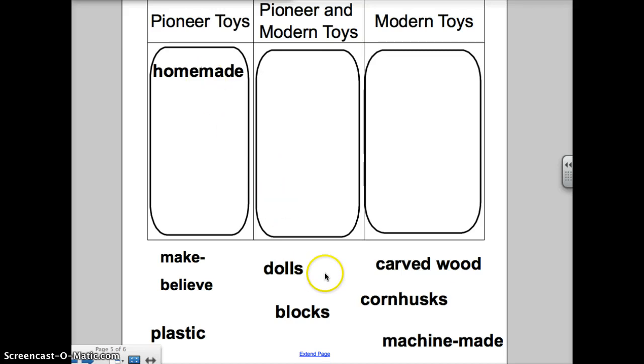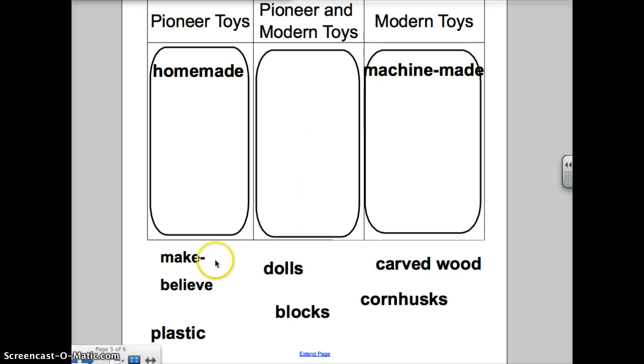Another example, what about machine made? Talk to your team where machine made would go. If you and your team decided that machine made toys were most common during the modern time, which is today, you are exactly right. And let's do one more. How about make-believe toys? Toys that encourage children to make believe. If you and your team said Pioneer and modern toys both help children make believe, you are exactly right.